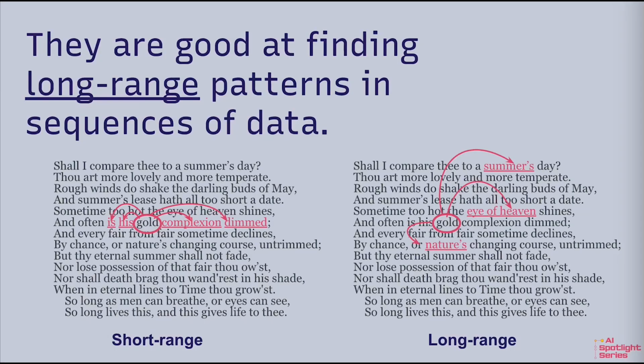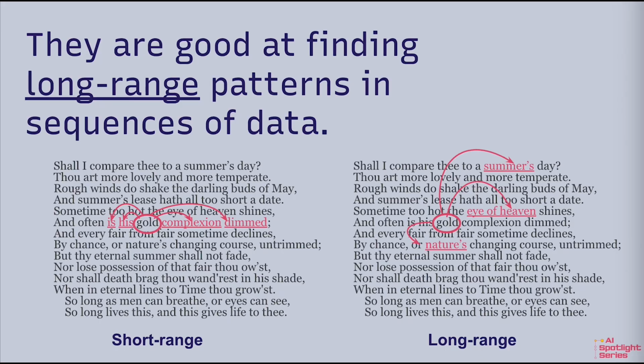What does that mean? Sequences of data refers to something like language. Language has a specific order to it. You cannot read a sentence from end to beginning. It has to be read from beginning to end. So that is what we mean by sequential data. And before transformers, language models only considered words in their immediate context.